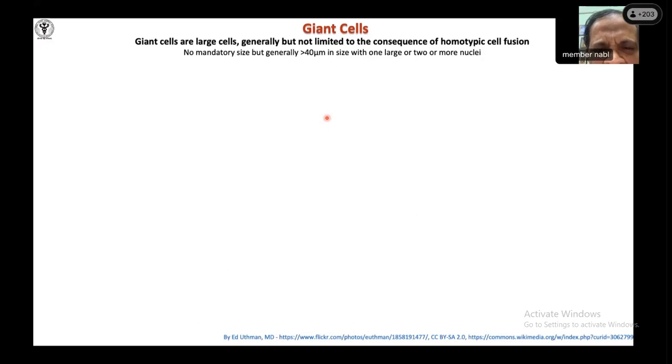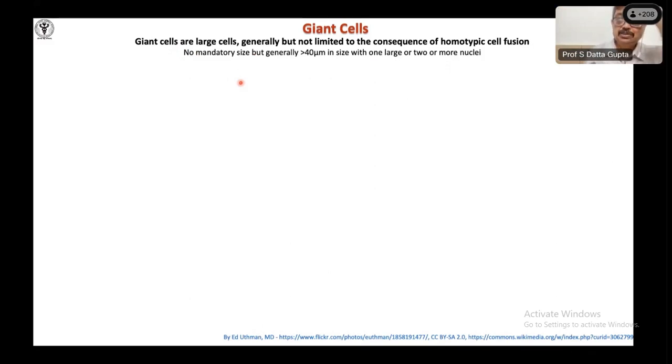The best example is spermatozoa and ova fusing together to form the embryo. Yeah, someone has written it on the board. Very good. So the giant cells are because of macrophages fusing with each other, which is called homotypic fusion. This happens even in tumor cells.